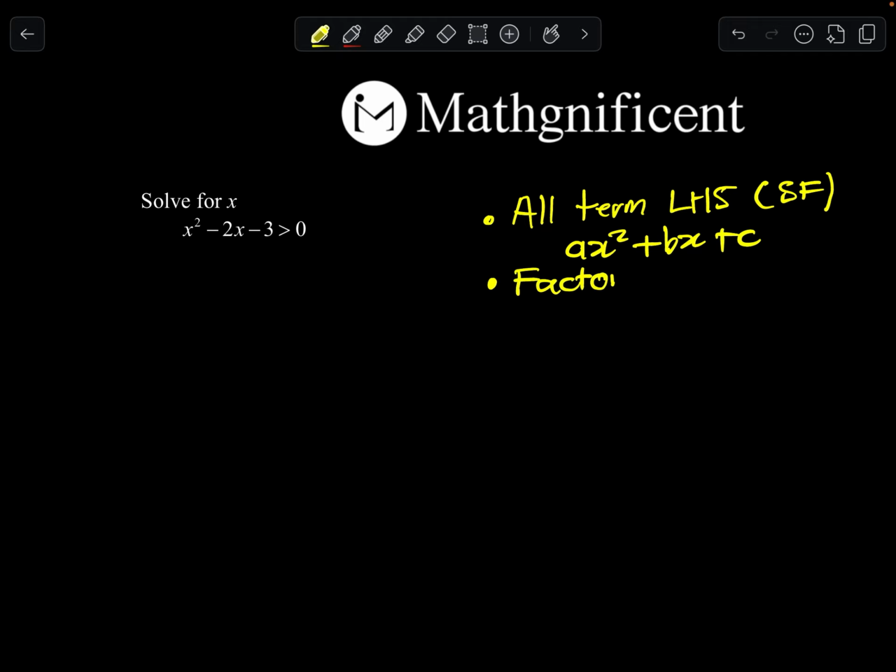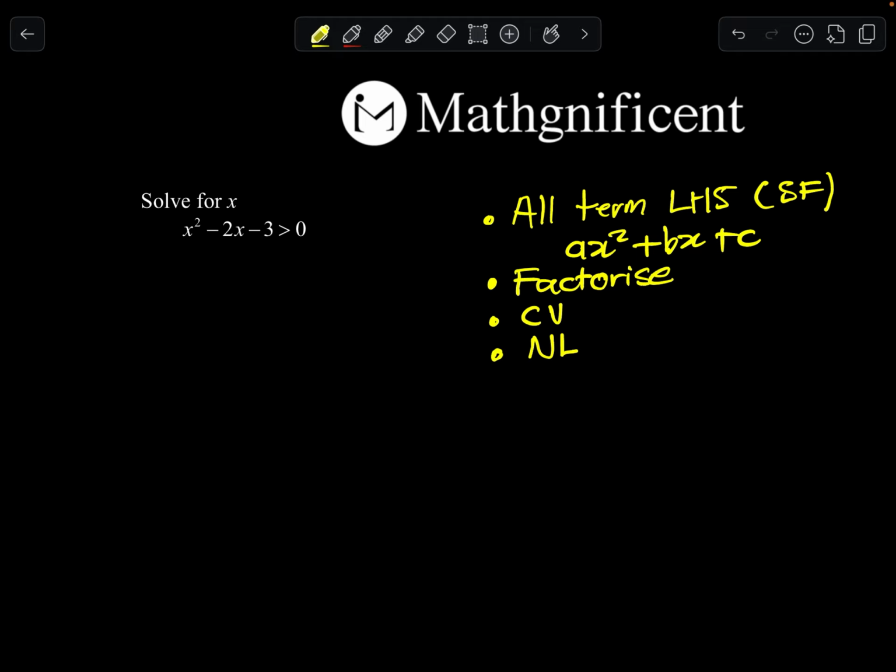After writing this in standard form, you are going to factorize. If you have a trinomial, you factorize. Or when you have two terms, which is a binomial, you can factorize by taking out the common factor, then use the zero product rule. After factorizing, you find your critical values, and lastly you use your number line in order to determine your answer.